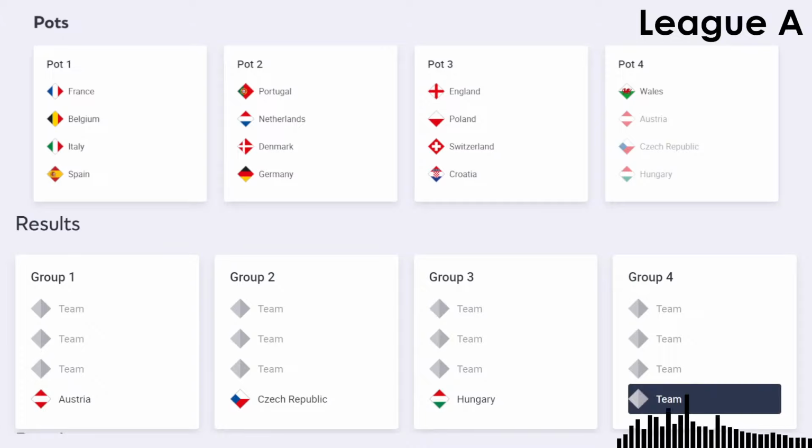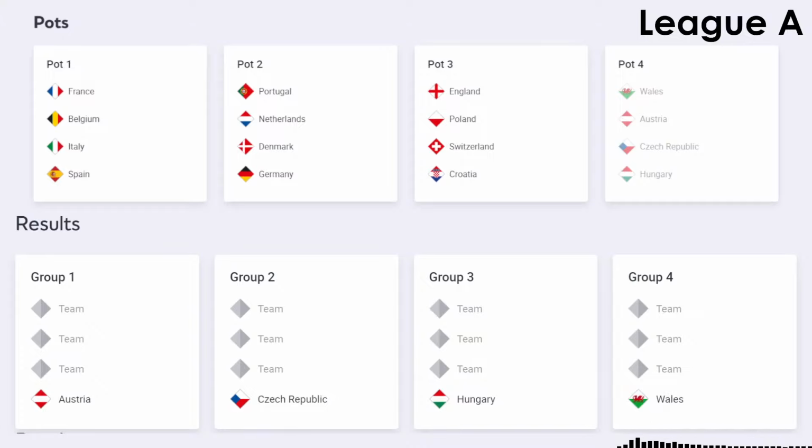Now the Pot 3 draw is going to start. In Pot 3 we have England, Poland, Switzerland and Croatia.